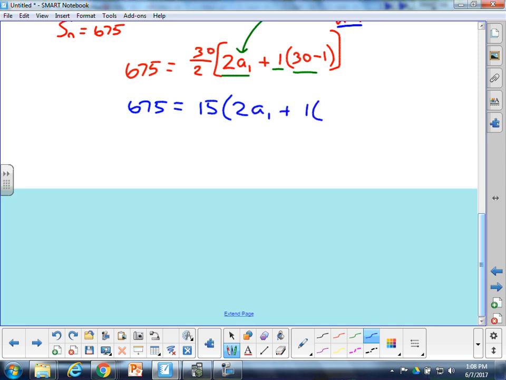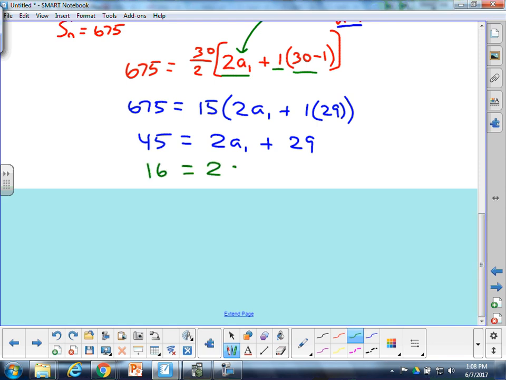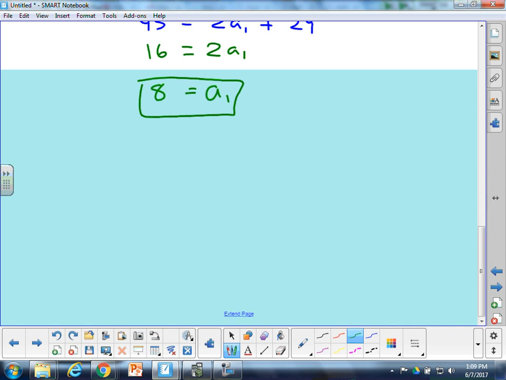Okay, this is going to be 1 times 29, right? So I would first divide both sides by 15, just to make it a little easier on yourself. 45 equals 2A1 plus 1 times 29, which is just 29. Okay, and now just subtract the 29 over. You're going to get 16 equals 2A1, which means A1 must equal 8. So you'd have to read 8 pages on day 1 to make this thing work out.